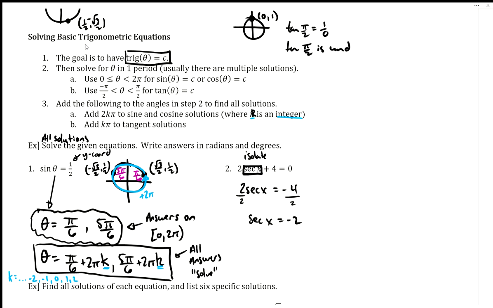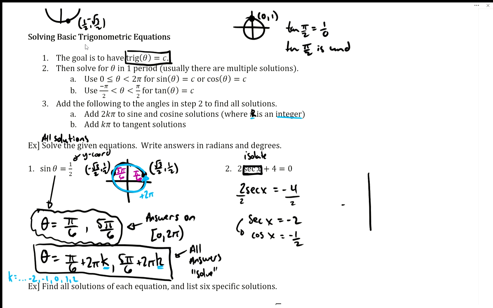Now, secant, I don't really like. I can instantly change it into a trig function I do like, though, with reciprocals. So if I change secant into cosine of x, that means I can flip the answer to be -1/2. And then that's easier to work with.